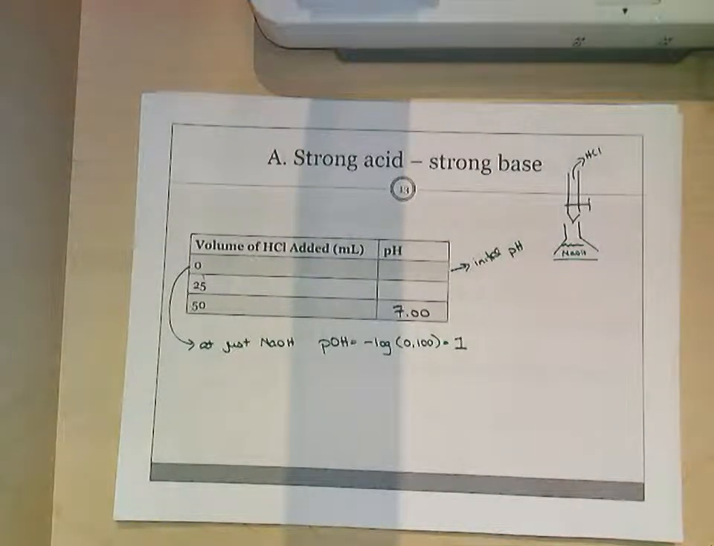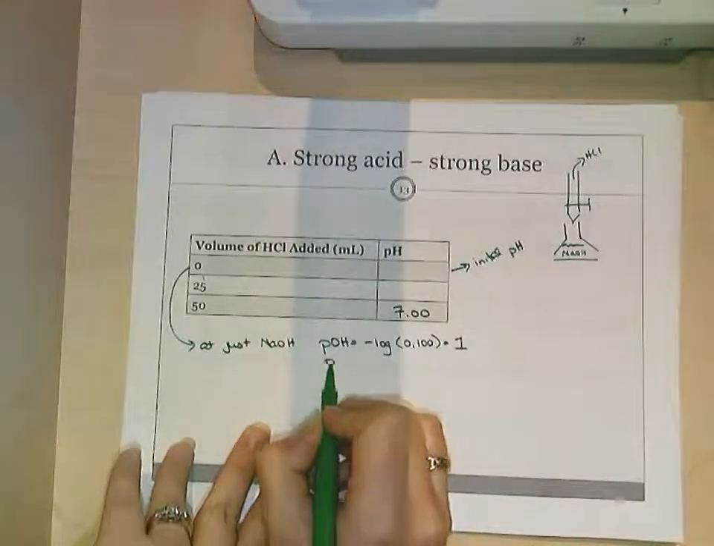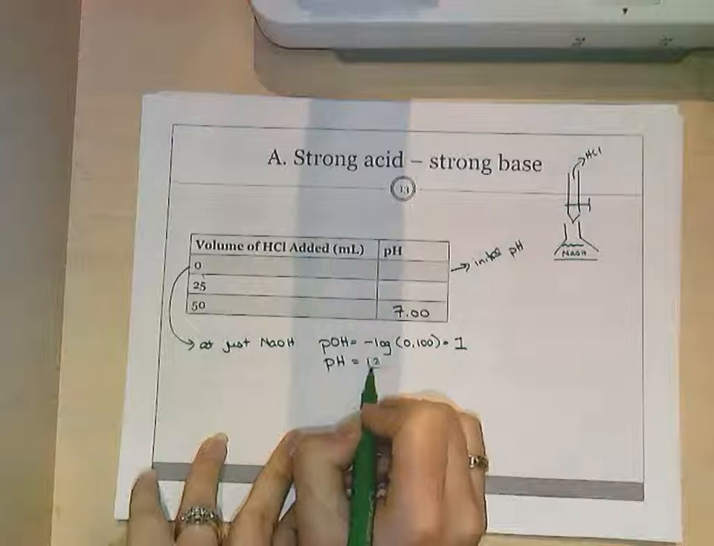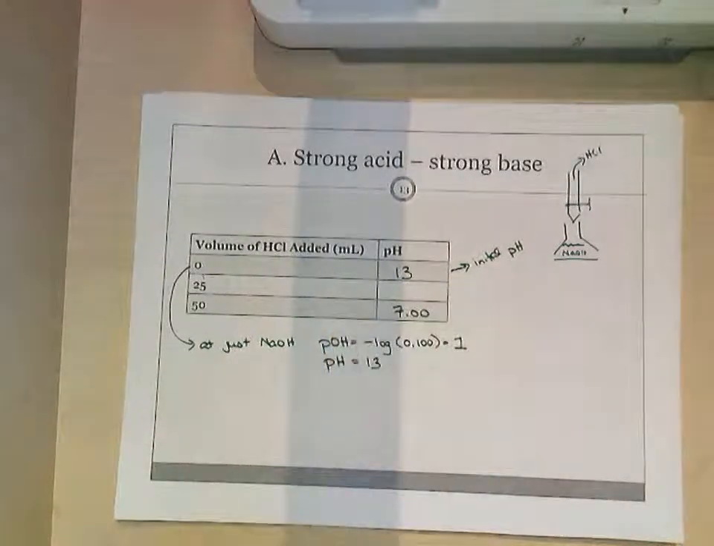So what is the pH of this solution? 13. Does that make sense with what you know about strong bases and pH numbers, right? So we expect it to be strong. It's right up there at the very brink of being the strongest number we could possibly be.